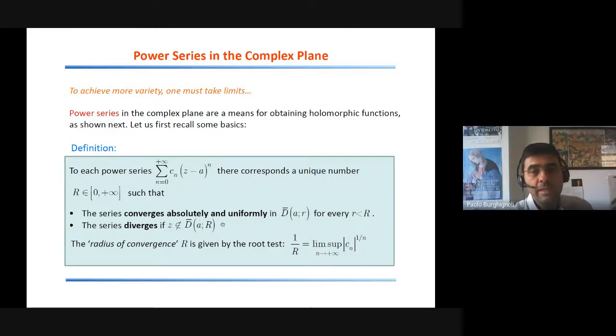Now, note that we cannot say much in advance about the behavior of the power series when you are exactly on the circle of convergence, so when the distance from the point a is equal to r. Actually, what we can say is that there will be at least a point on this circle where the series does not converge. But in general, any behavior is possible. So it's possible that the series converges everywhere on the circle, but for a single point. And also it is possible that the series does not converge anywhere on this circle, so we have a natural boundary, and any other behavior in between.